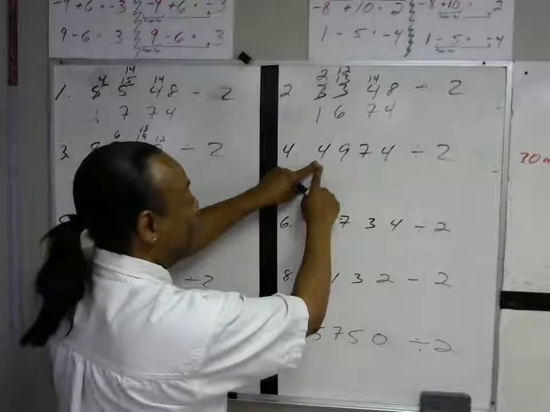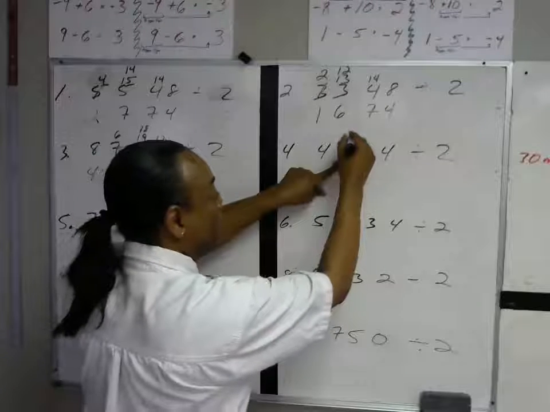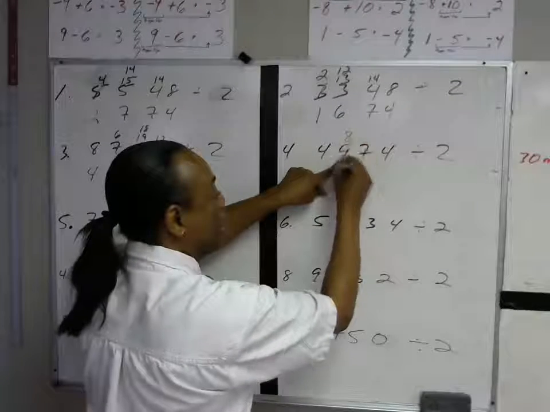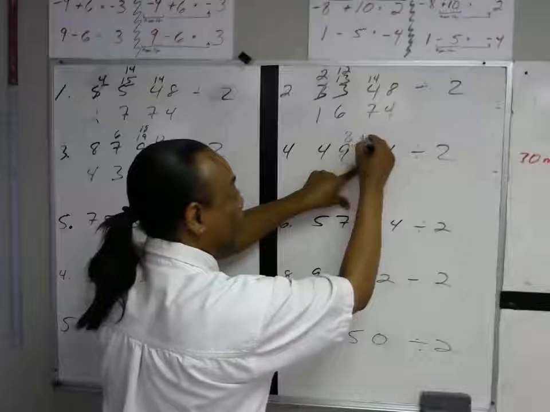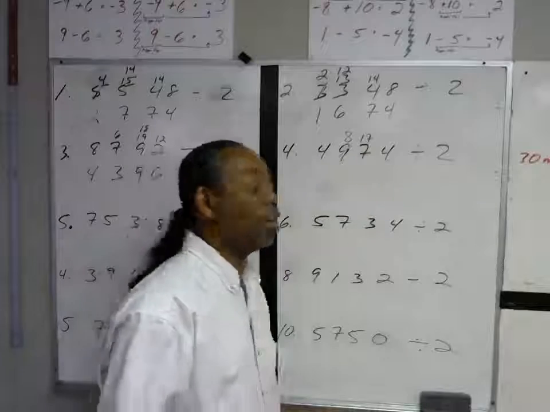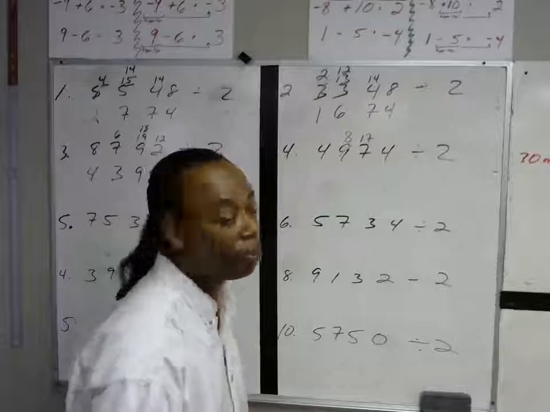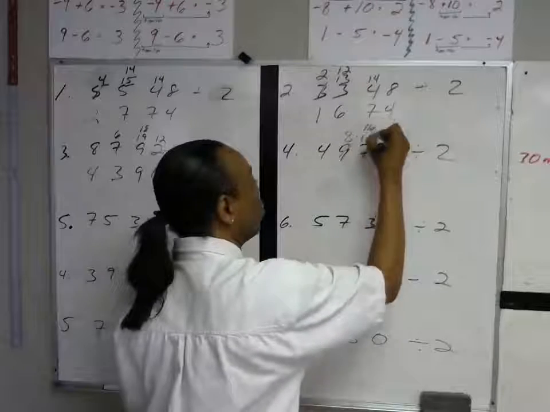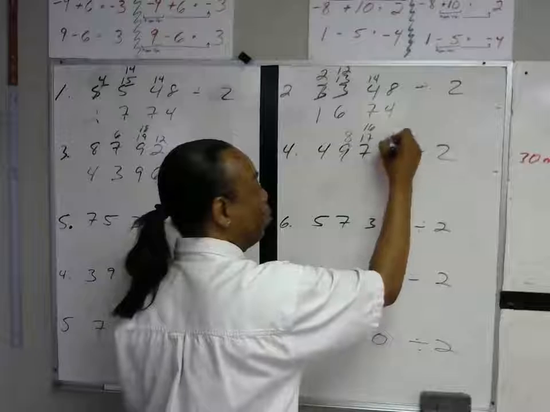4 we can take half of. 9 we cannot, so we're going to borrow 1 from the 9 to make it 8. Okay. And from there we'll add the 1 or 10 to the 7, which makes it 17. Okay. Now, 17 we cannot take half of, so we're going to borrow 1 from there. It's going to become 16. And the 1 that we borrow from there will go to the 4, and that'll make that 14.